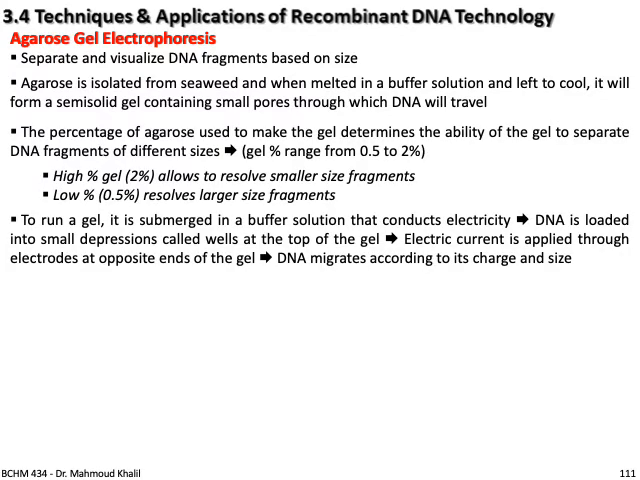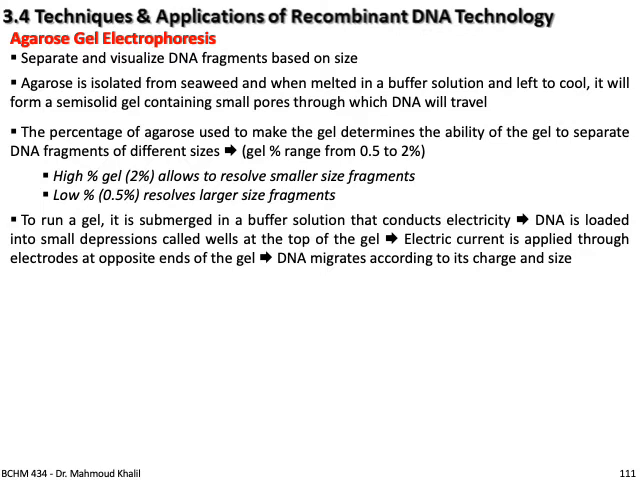The percentage of agarose used to make the gel depends on what you need to separate. Usually the percentage is from 0.5 to 2% max. The high percentage allows resolving smaller DNA fragments, while the low percentage resolves larger ones. To run a gel, it is submerged in buffer solution that conducts electricity. DNA is loaded into small depressions called wells at the top of the gel.